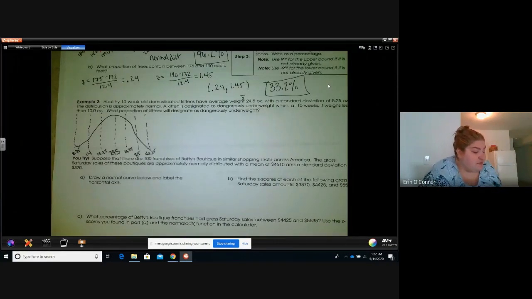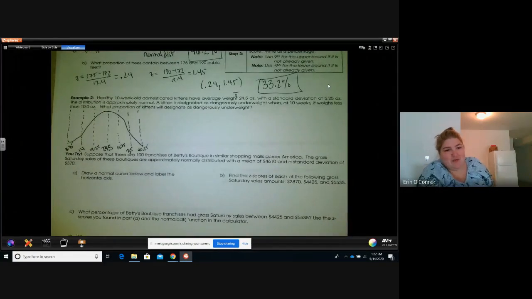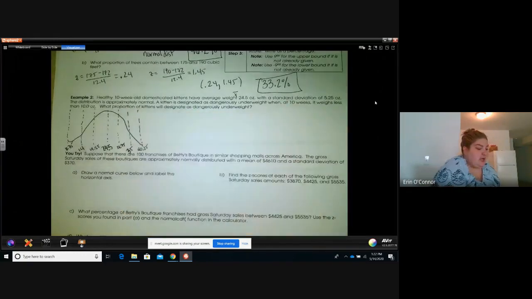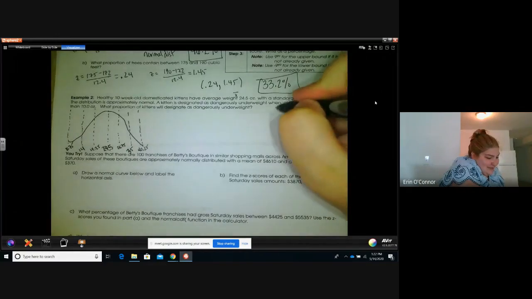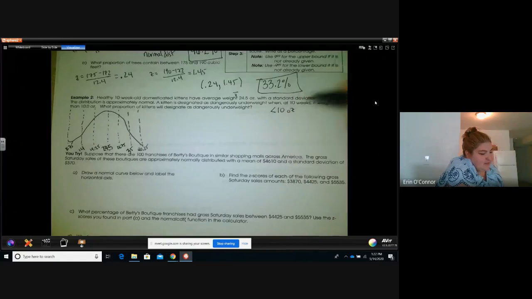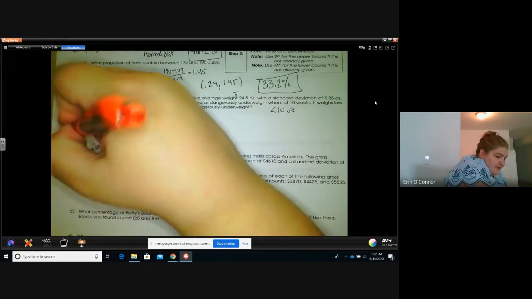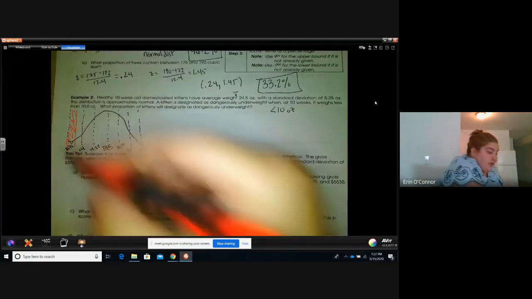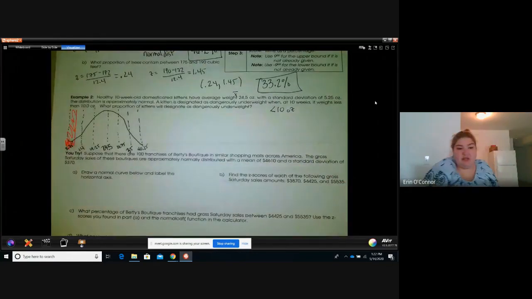The distribution is approximately normal. A kitten is designated as dangerously underweight when at 10 weeks it weighs less than 10 ounces. So 10 ounces would be somewhere in here. What proportion of kittens will be designated as dangerously underweight because they're less than 10 ounces? Meaning I need to do 10 ounces right here and everything less. It's just this down here. Shouldn't really do everything up above the normal curve.